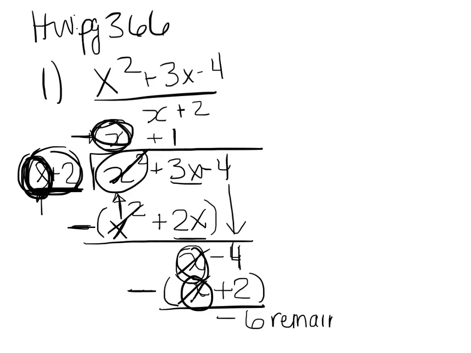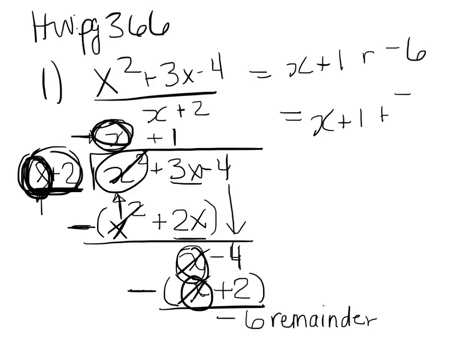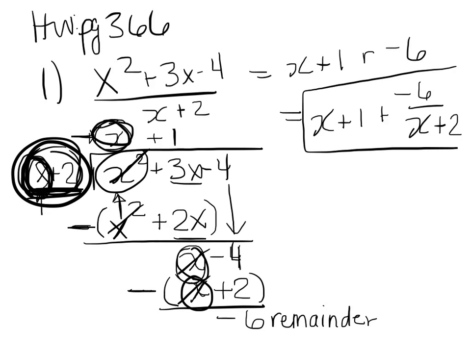Now, how do you write this answer? Well, you could just simply put the answer is x plus 1, remainder negative 6. But I would prefer, if you wrote the answer, is x plus 1 plus the negative 6 over this divisor over here, x plus 2. And that would be a good answer.